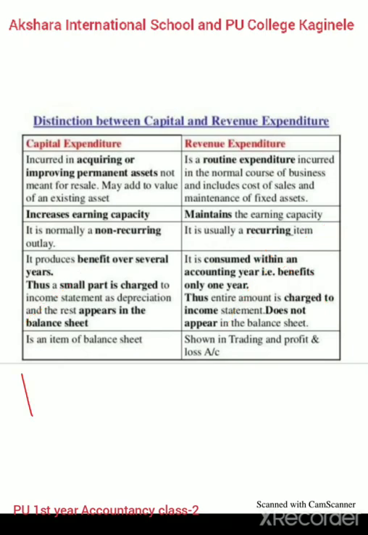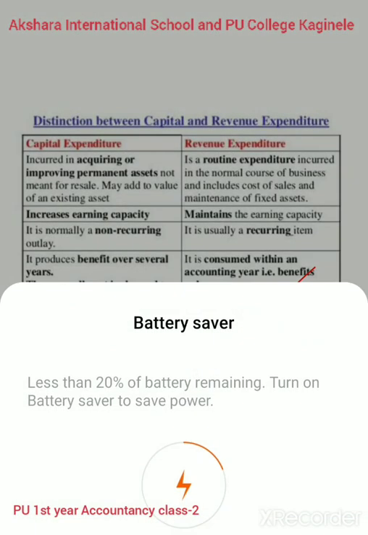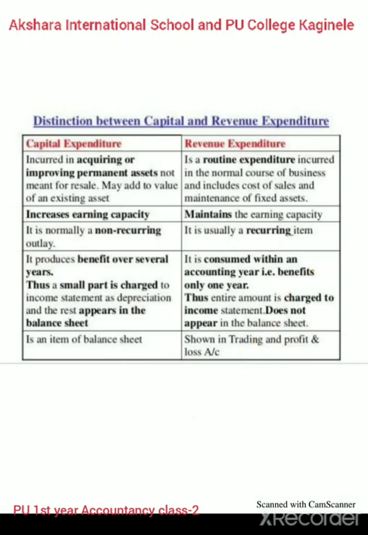Then the next point of difference: capital expenditure is an item of the balance sheet. But revenue expenditure is shown in the trading and P&L account. Trading and P&L account.